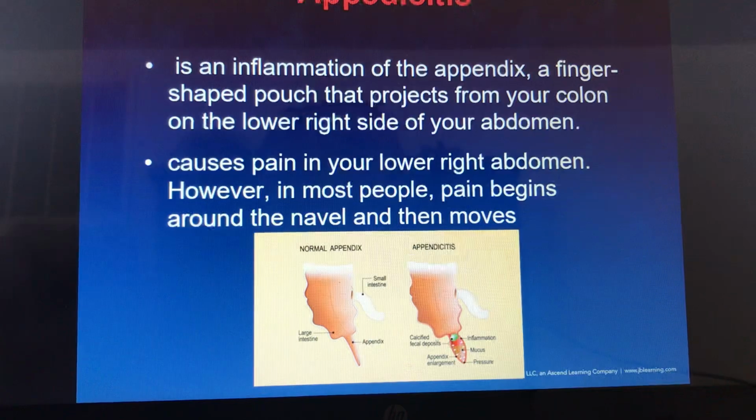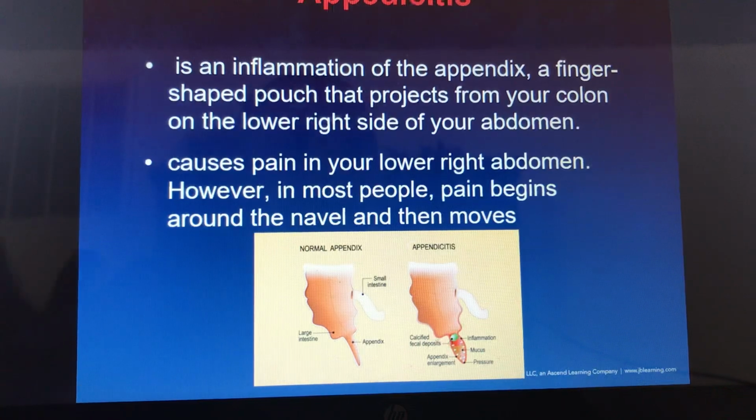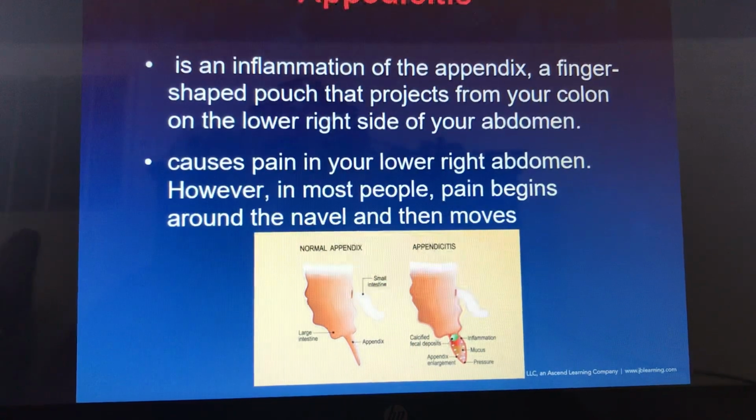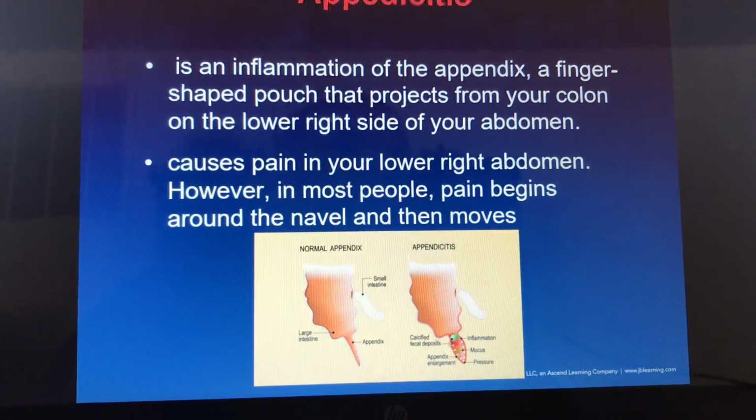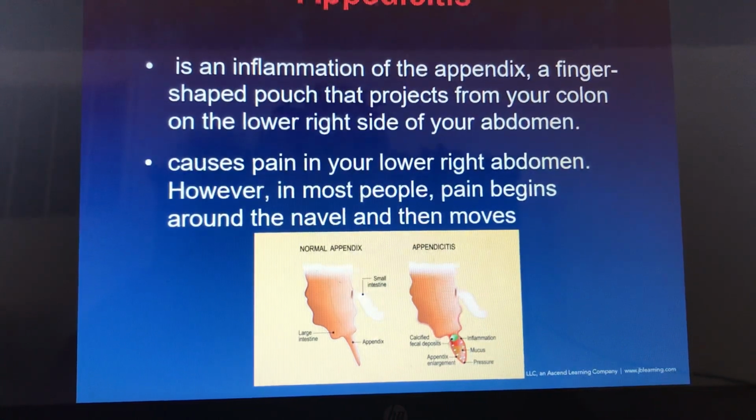Appendicitis is a bad thing because we don't know what the appendix is for. They have some speculations, but I know that evolution is taboo, they believe that it is from evolution. That's the belief anyways, and it's something that we had that we don't need anymore.